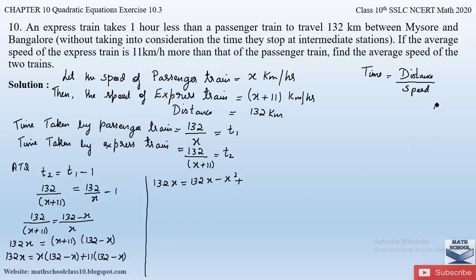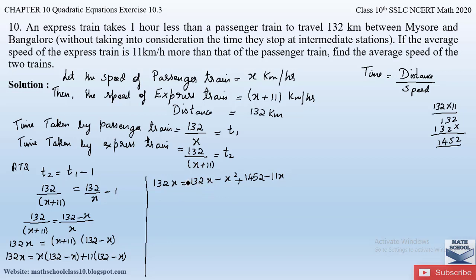So what is 132 into 11? 1 2s are 2, 1 3s are 3, 1 1s are 1. Into again, 1 into 132 will be again 132 only. So if you add, 2, 3 plus 2 is 5, 3 plus 1 is 4, and 1 comes down. So 11 into 132 is 1452, then plus into minus will be minus 11x.